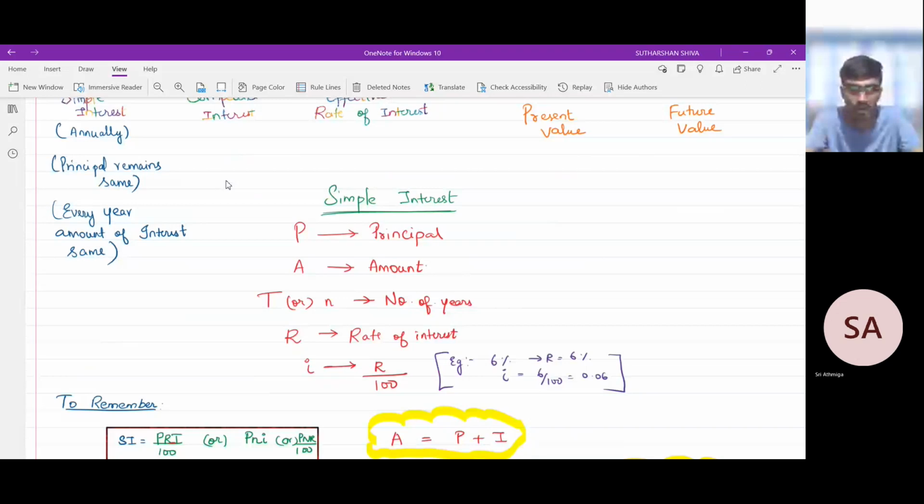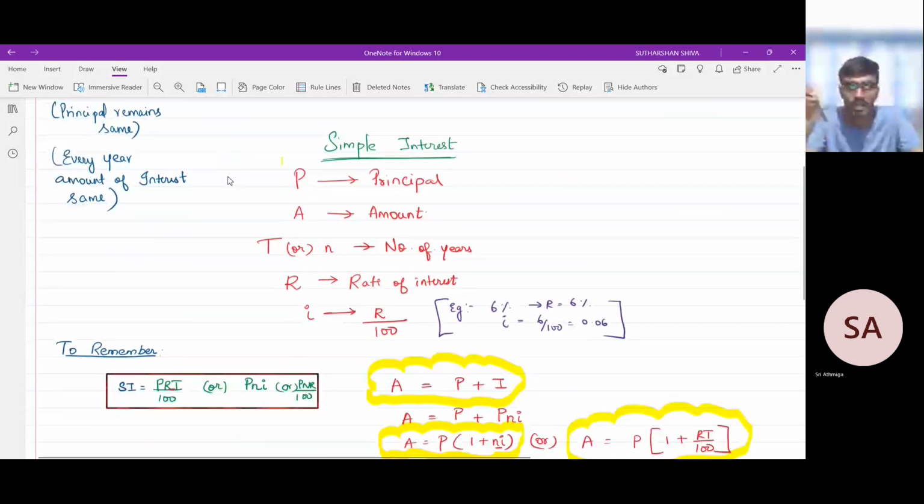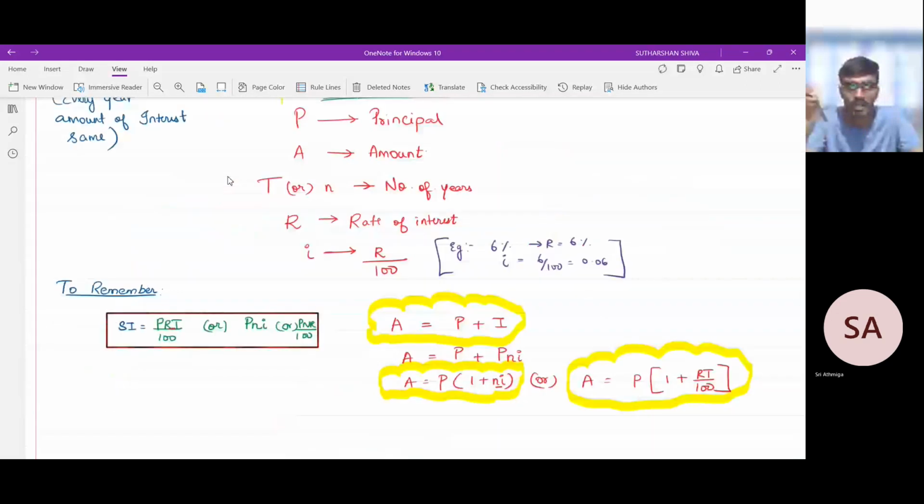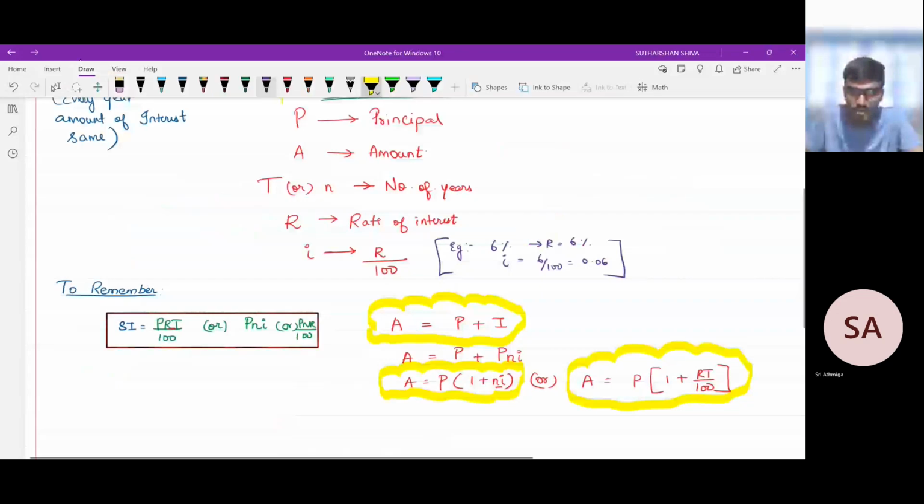What are the formulas to remember? Yes, simple interest is equal to P, n, i or PRT by 100 or PNR by 100. What is the amount formula? Principal plus interest. When we derive that, we will get this one. When we derive this first one, we will get this formula. From this, we can substitute anything.